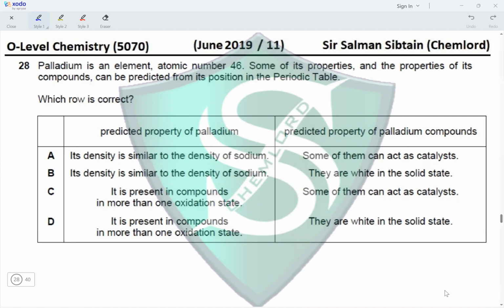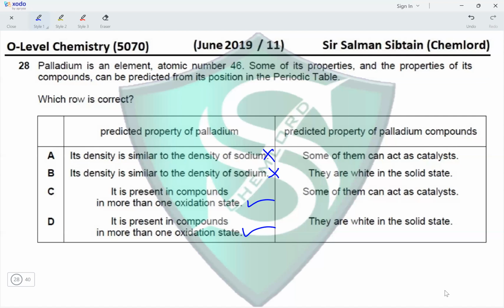Its density is similar to the density of sodium. Cannot be. Transition elements have a higher density. Same reason, this is wrong. It is present in compounds in more than one oxidation state. Yes, that is what transition elements are known for, having variable oxidation states. So options A and B have been eliminated. Options C and D will be carried forward.